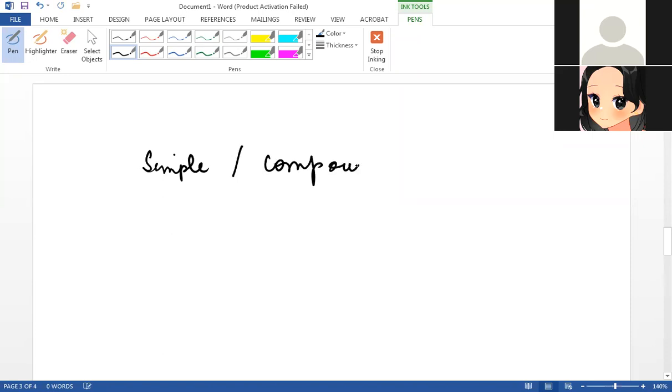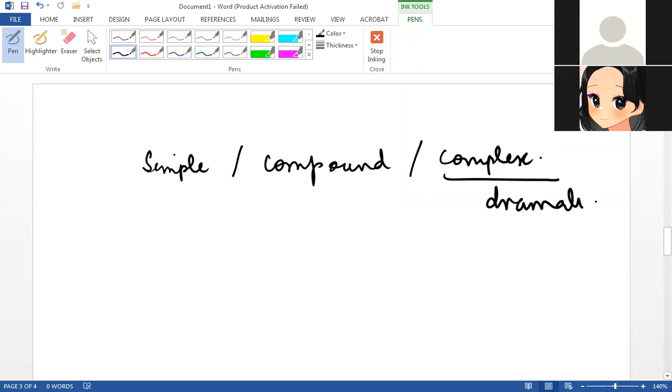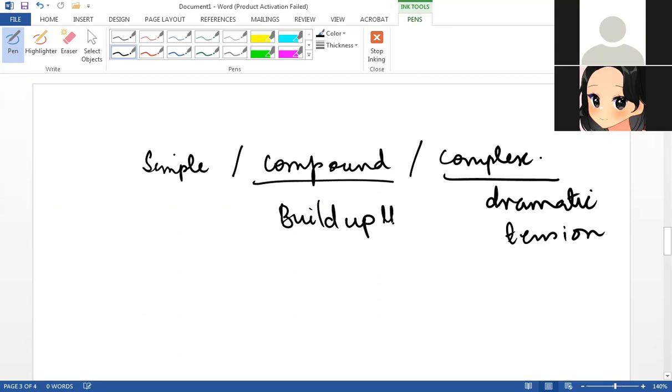Then we have simple, compound, or complex sentences. All right. Complex sentences give you a more dramatic tension, or you can say it escalates your idea. Compound sentences are mostly used to build up the information.